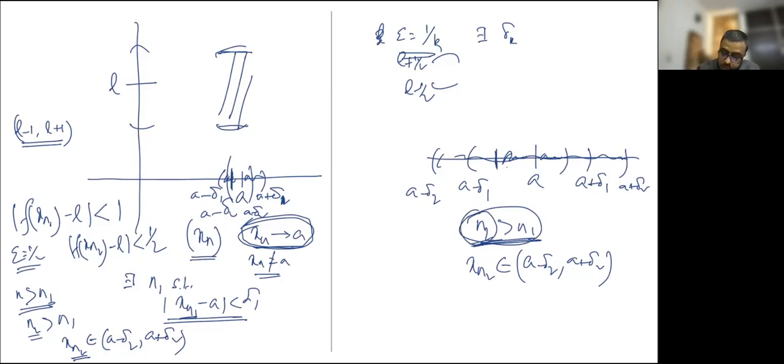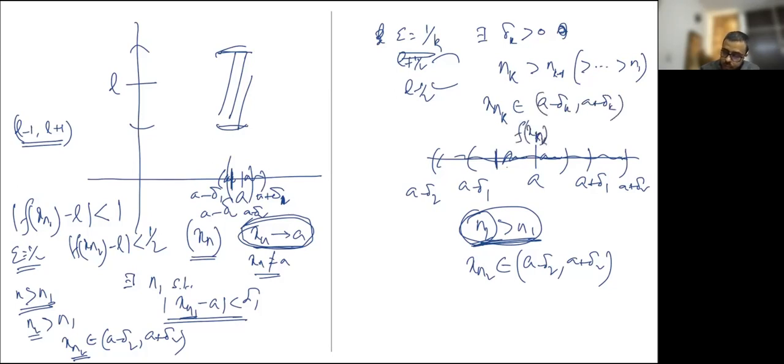Okay, so at the kth step, epsilon equal to 1 over k, there would be a delta k positive, let me not go into such that, etc. And then there would exist nk, which is greater than the previous ones, such that xnk belongs to a minus delta k to a plus delta k, and as a result |f(xnk) minus L| is less than 1 over k.